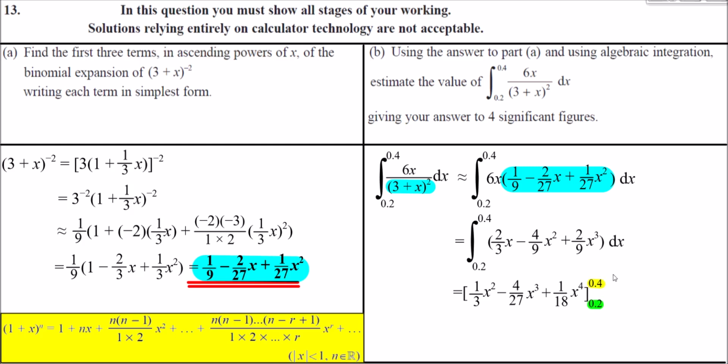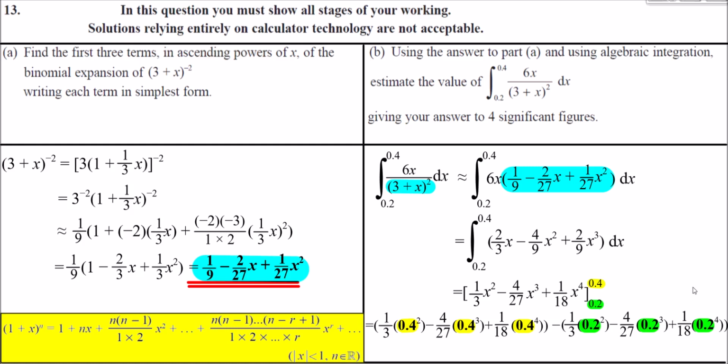Because this is going to be a mess, I would suggest you do this and do it again after, just to double check you've got it right, because this is an awful lot to type into your calculator. So the first step, the higher limit, if I input 0.4, it's 1/3 of 0.4 squared minus 4/27, 0.4 cubed, plus 1/18, 0.4 to the power 4. I'm then going to minus off from that all of what I get when I input the lower limit of 0.2. So I minus off all of this, taking great care of the calculator, and I'd suggest to do it again.